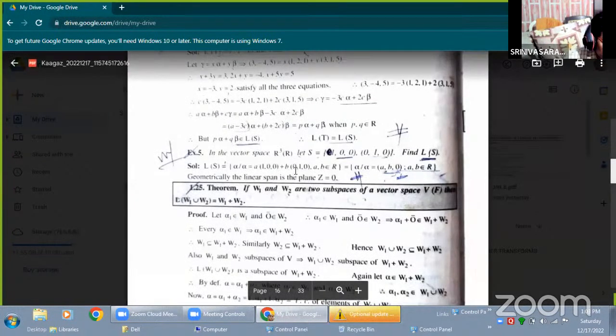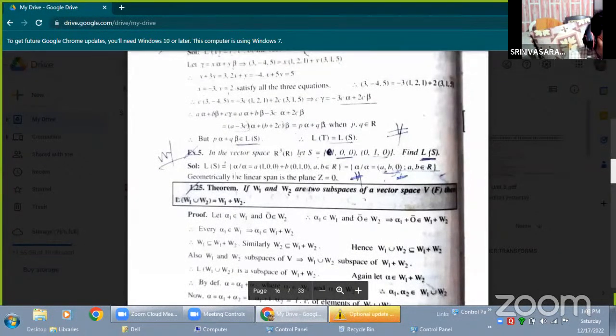Last one in this section: in the vector space R cube over R, S equals (1, 0, 0) and (0, 1, 0). X coordinate 1 and Y coordinate 1. Find L of S.